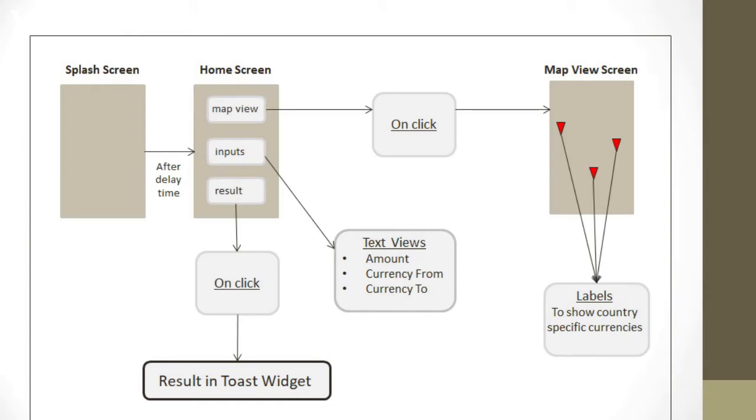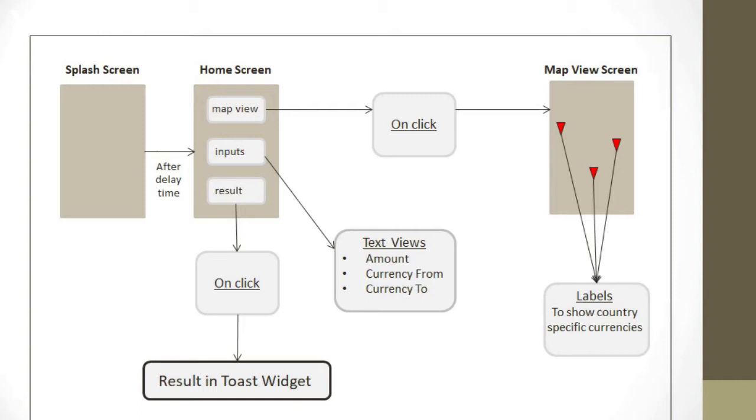As we all can see on the screen, first the splash screen appears whenever the user clicks on the app and opens it. This splash screen will automatically redirect to the home screen after a few seconds because we have provided a delay time in the code of that splash screen. The home screen is divided into three sections. The first section is for map view. By clicking on that map view, the user will be directed to a map view screen where, as we can see, these red labels are there, and by clicking on these labels, they show the specific country currency.